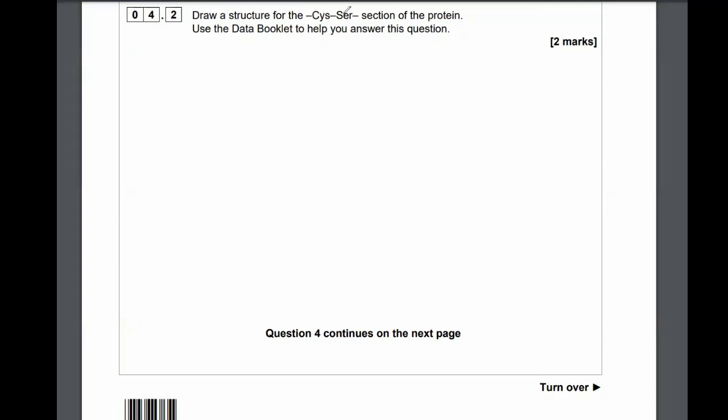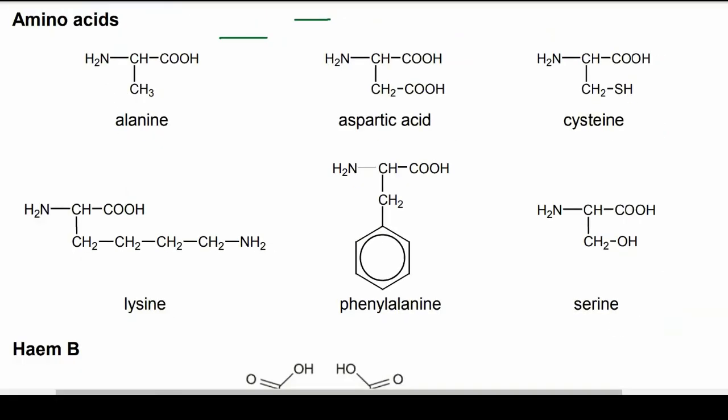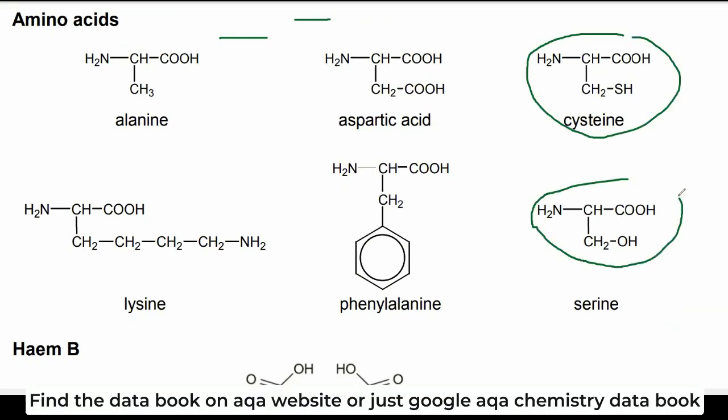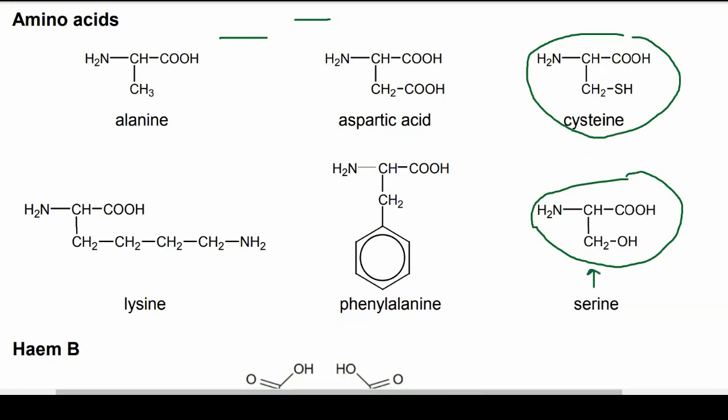Now we're on 4.2. Draw a structure for the cis-ser section of the protein. Use the data book to help you answer this question. So now we need to flick to the data book and see if we can answer the question. So here's the data book, and you can see there's the structure of cysteine and there's the structure of serine. So I've circled those. Those two structures I'm going to draw out and then work out how they bond together.